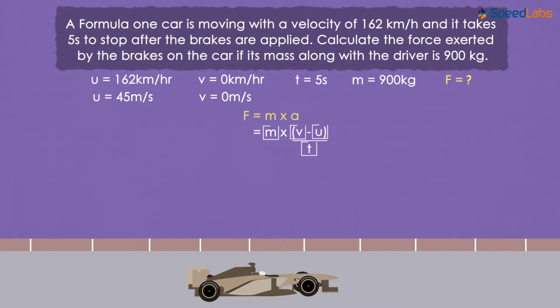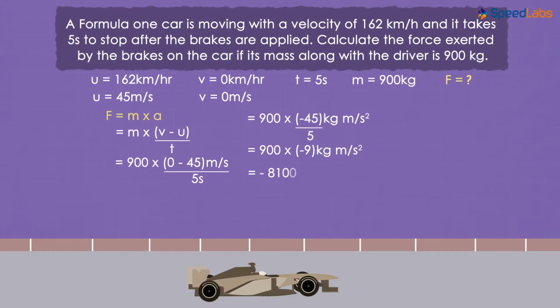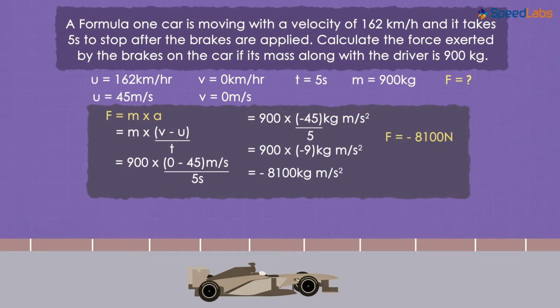And do we have each of these 4 values? Absolutely. Substituting these values will give us this. Solving this will give us the value of force as negative 8,100 newtons.